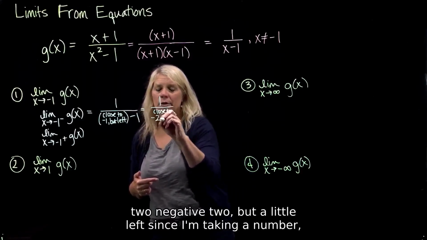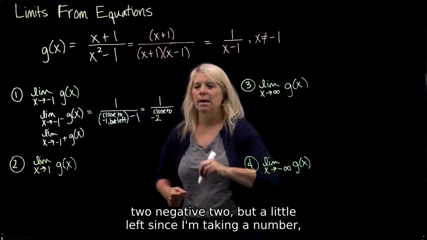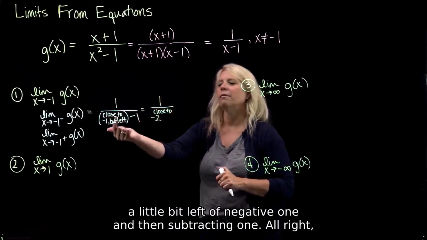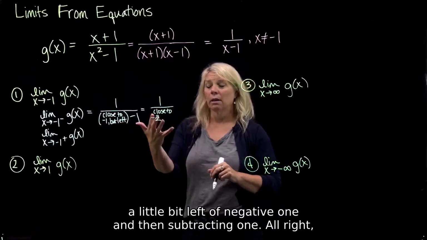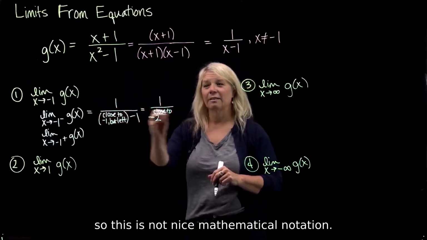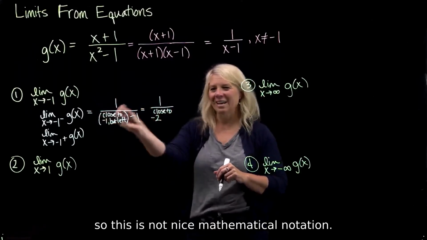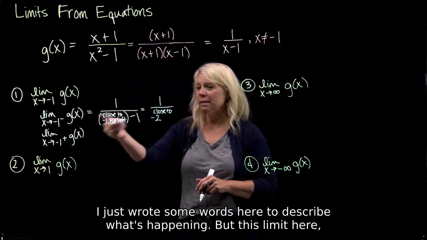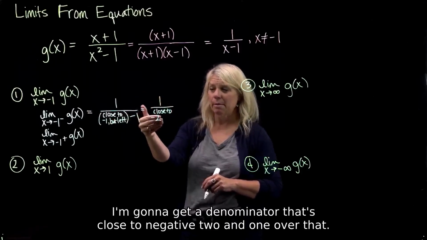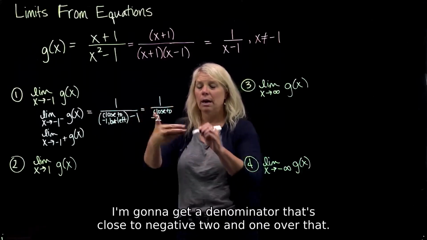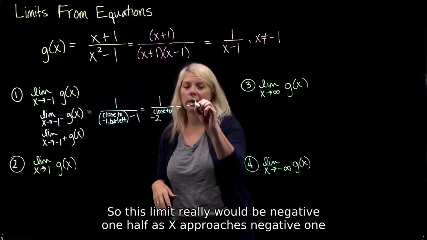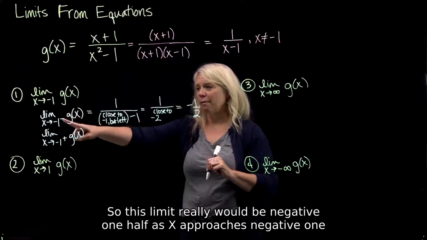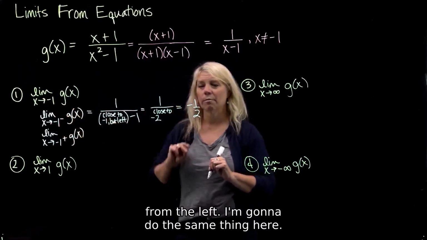So 1 over something close to -2, but a little left, since I'm taking a number a little bit left of -1 and then subtracting 1. All right, so this is not nice mathematical notation. I just wrote some words here to describe what's happening, but with this limit here, I'm going to get a denominator that's close to -2 and 1 over that. So this limit really would be -1/2 as x approaches -1 from the left.